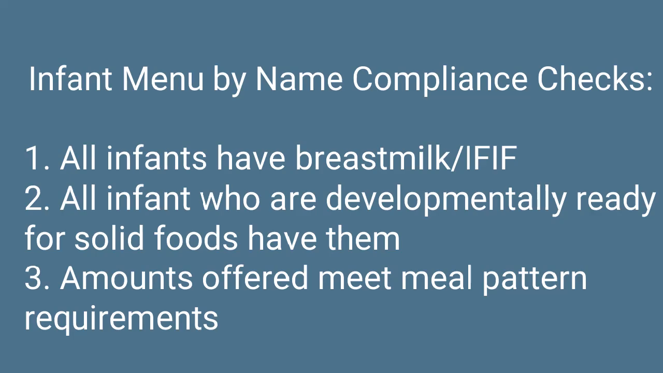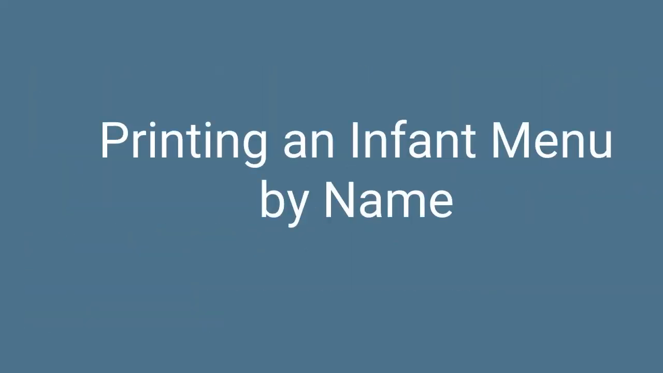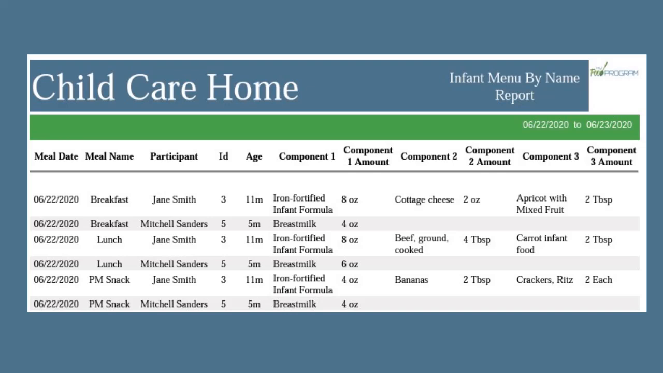Printing an infant menu by name. You can print the individual infant menus from the Reports section. Click on Reports from the main dashboard, select the category Food Service Operations, and then Infant Menu by Name.